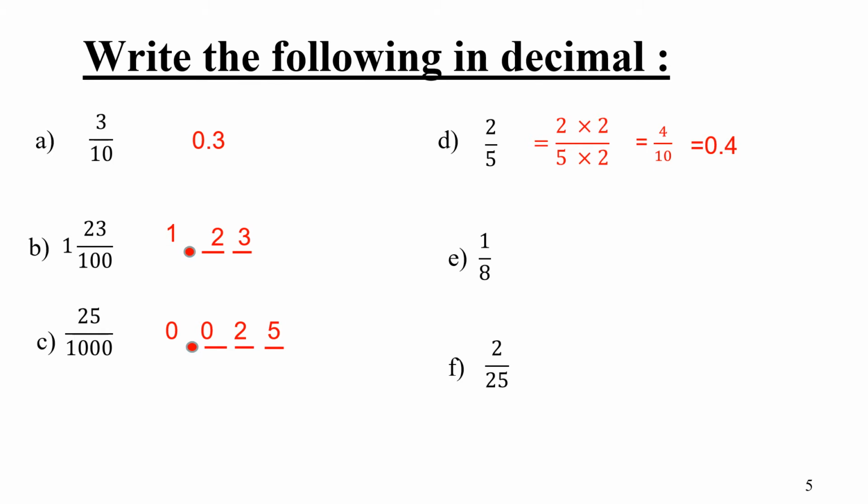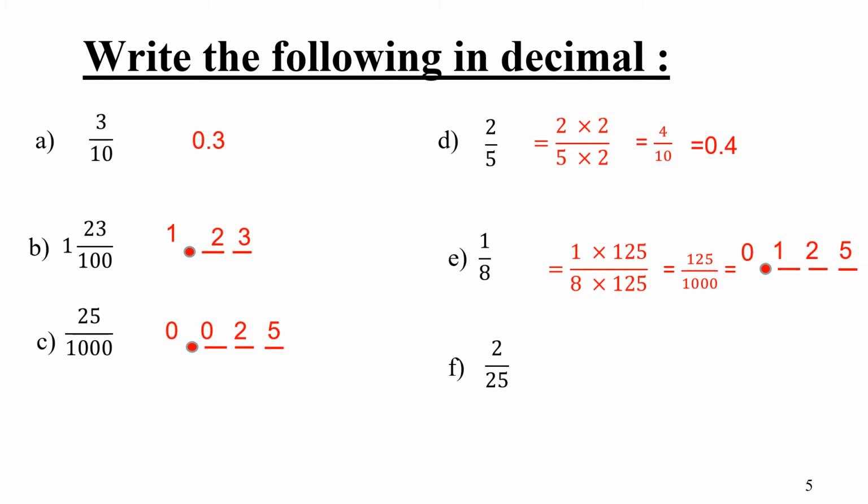Number E, 1 out of 8. Can we convert 1 out of 8 directly to decimal form? No. Why? Because the denominator here is not 10 or 100 or 1000. So I will multiply 8 by its friend, and its friend is 125. So I will multiply both the numerator and denominator by 125. So the answer will be 125 out of 1000. And now I'm going to put 3 places after the decimal point, and from the right side we are going to write 5, 2, 1, and the whole number here is 0.